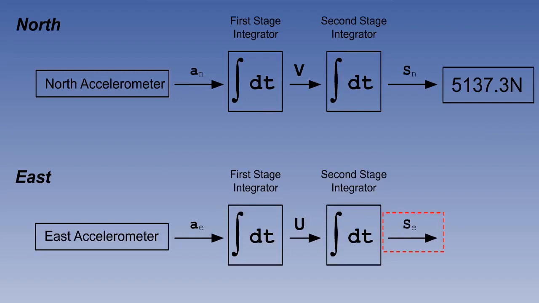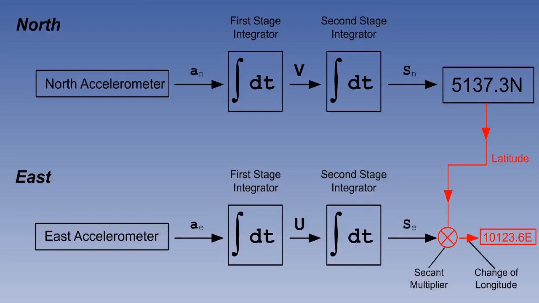SE is coming out of the second stage east-west integrator. SE is nautical miles in the east-west sense. This is departure. We therefore take this departure and multiply by the secant of latitude. Present latitude is already available to us, so the system takes a pick-off latitude from the North Channel and feeds it to a microprocessor, which calculates the secant and multiplies it by the output of the east-west second stage integrator, thereby converting the departure into change of longitude.